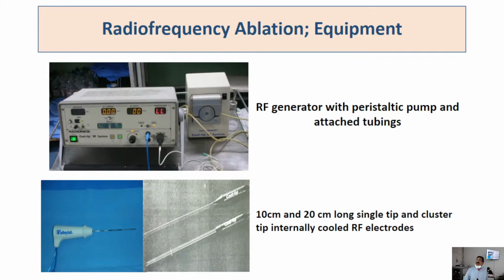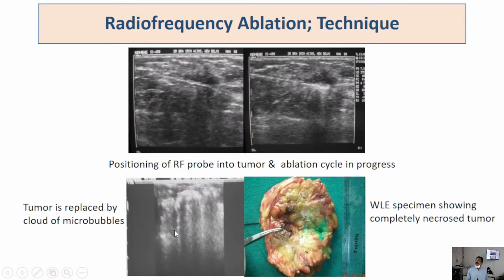Now, this is the one which we had used at our institute along with Dr. Sanjay Tulkar and Dr. Sanjay Sharma. This was a radio frequency generator. These are the radio frequency probes which were used. And first of all, what is done is that under ultrasound guidance, you place the probe into the tumor and you start the ablation cycle.